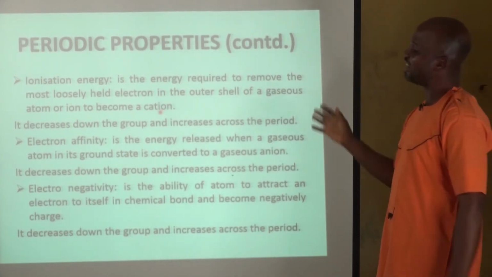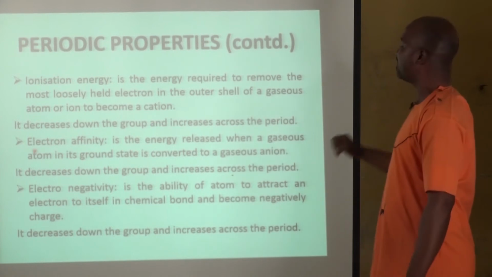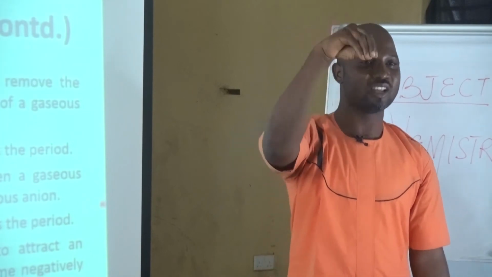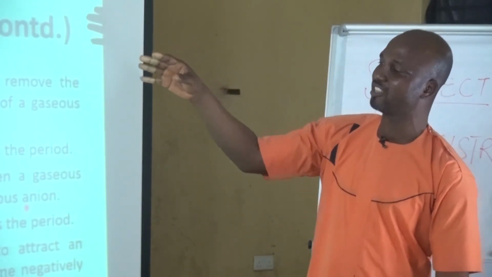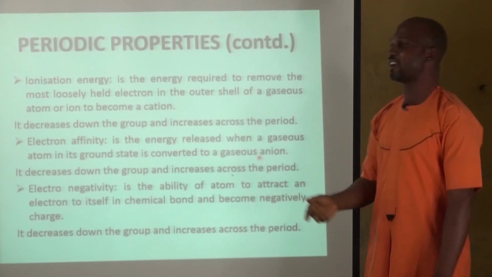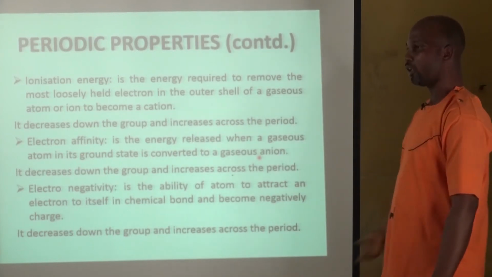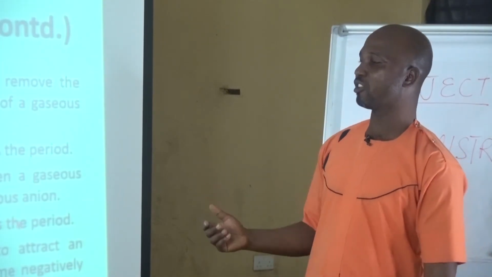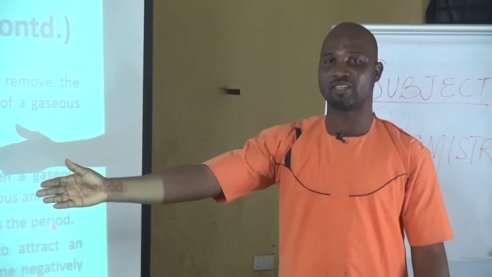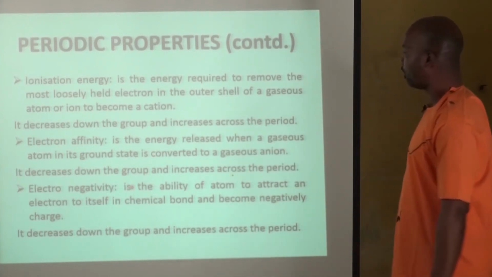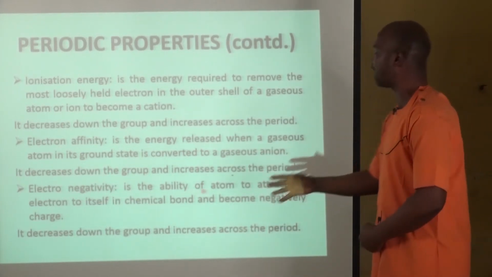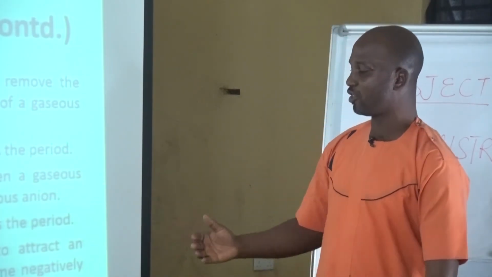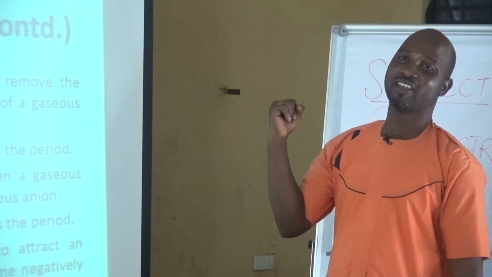The next one is electron affinity. It's the energy released when a gaseous atom in its ground state is converted to a gaseous anion. And just like ionization energy, it decreases down the group and increases across the period, with the halogens having the highest electron affinity as well as electronegativity. Electronegativity is the ability of an atom to attract electron to itself in a chemical bond and become negatively charged. So it decreases down the group and increases across the period.